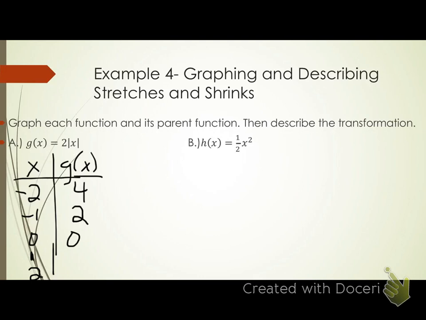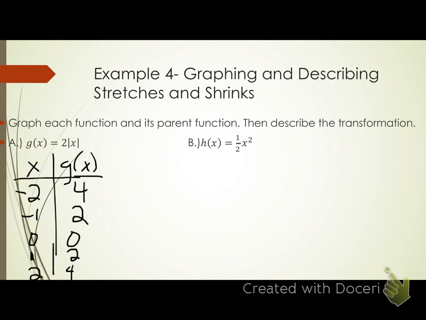Okay, absolute value of 1. 1. 2 times 1? 2. Absolute value of 2? 2. 2 times 2. 4. So these are my ordered pairs: -2, 4. -1, 2. 0, 0. 1, 2, and 2, 4.